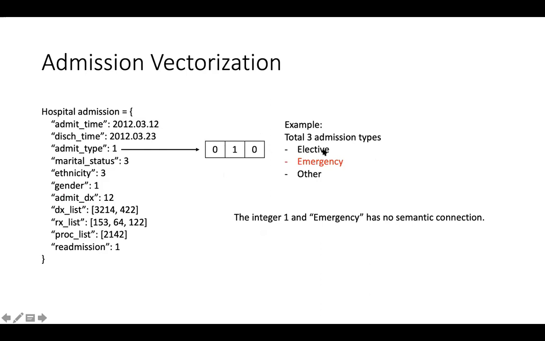Elective would be mapped to integer 0. Emergency would be mapped to integer 1. Other would be mapped to integer 2. So since we want to represent emergency, which is 1, we need to change the 0 to 1 for the second coordinate, or the second dimension. So this information becomes 0, 1, 0.